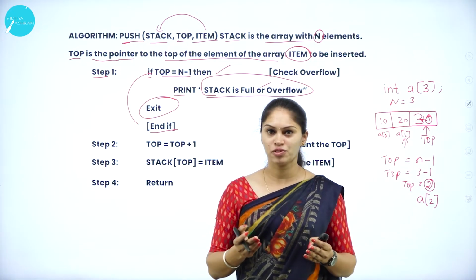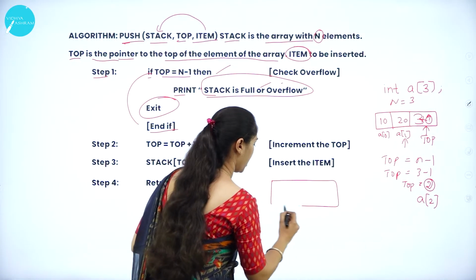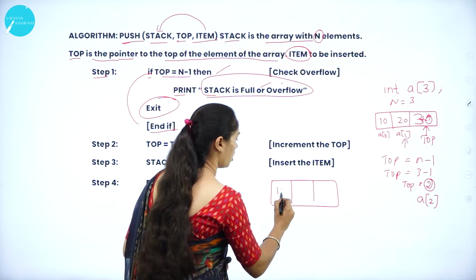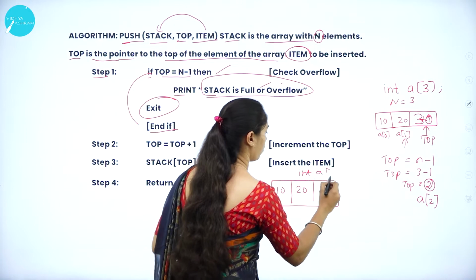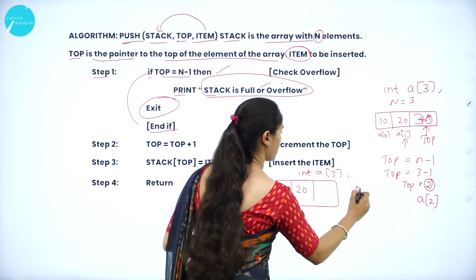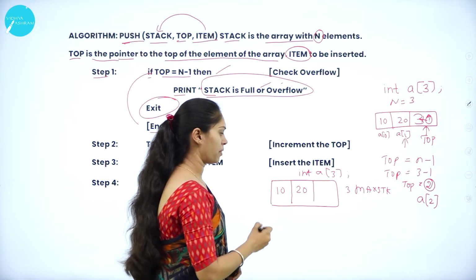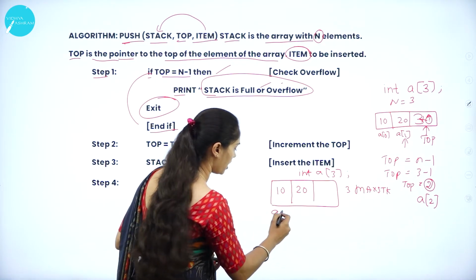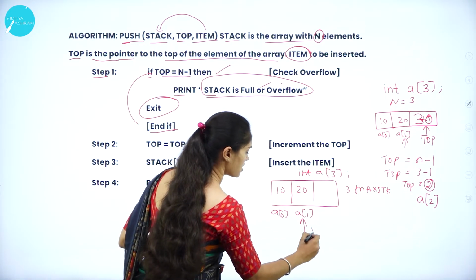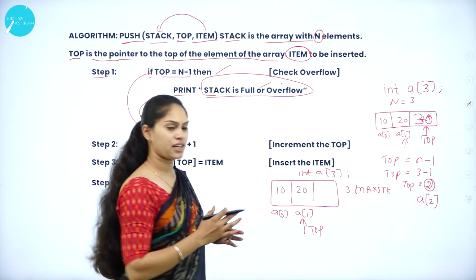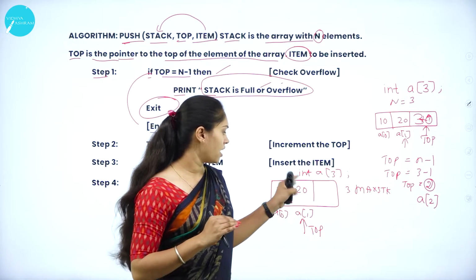If my stack is not full, then what is going to happen? We'll see now. For example, I'm just creating a new stack with 10, 20. I create int a of 3, and the maximum stack size is 3. And I have 2 elements. I have left out one more space, so it will become a of 0 and a of 1, and the top element is this one. I have taken size 3, but I have only 2 elements.